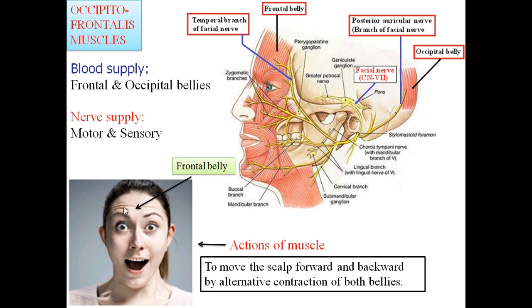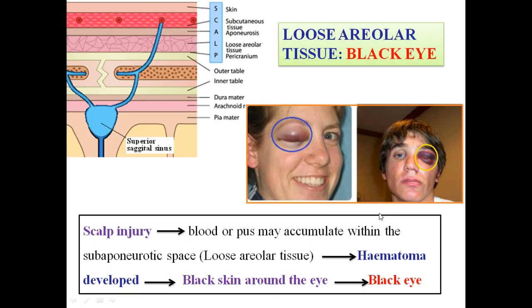And the action of the muscle is, the frontal belly is responsible for elevation of the eyebrows and transverse wrinkles of the skin over the forehead. And the action of the occipital belly is to pull the scalp backwards, and these two bellies collectively move the scalp forward and backward by alternate contraction of both bellies.